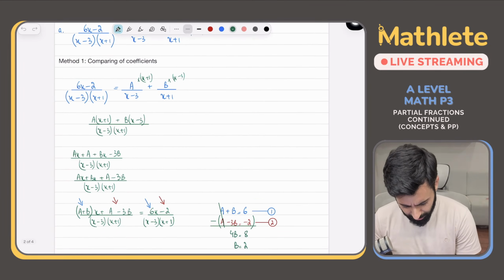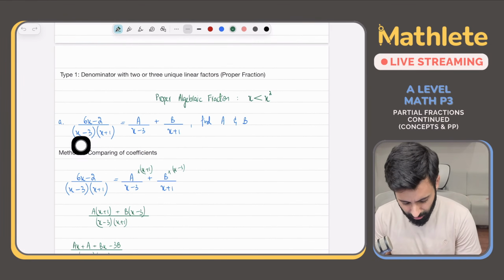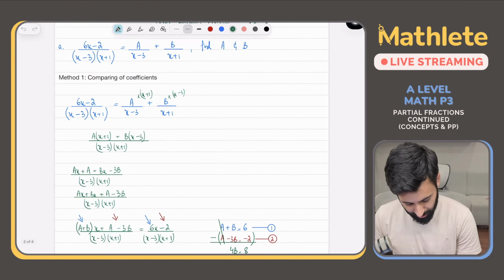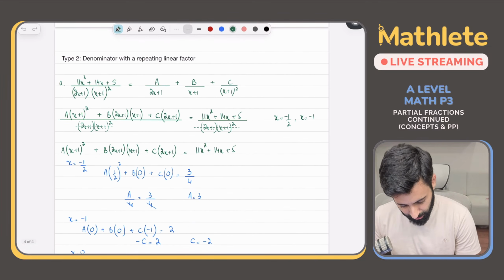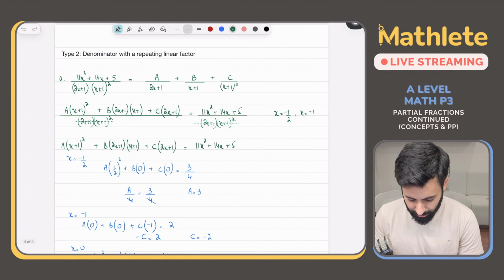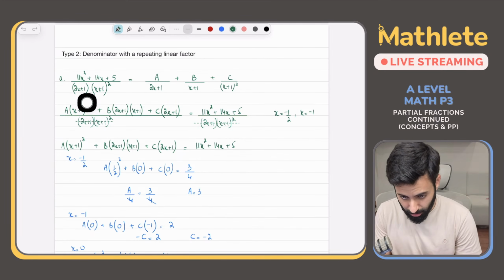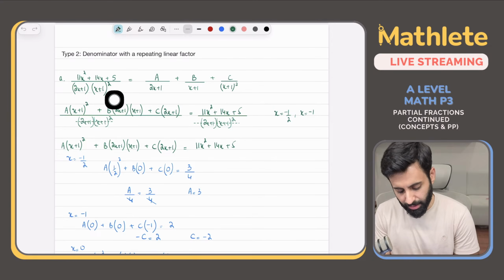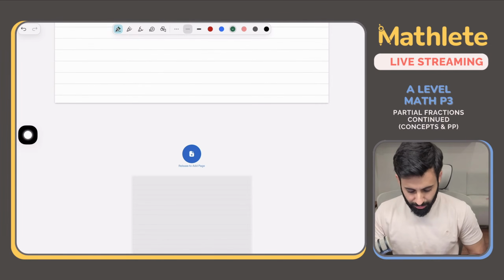So this is basically an example of type 1, when the denominator is a product of 2 or maybe 3 linear factors. Okay? And how do you solve it? We've discussed that also in the last class. Then there's type 2. Type 2 is when the denominator is with a repeating linear factor. So you have two factors, but such that one is repeating. And how will we identify that it's repeating? There's a square.